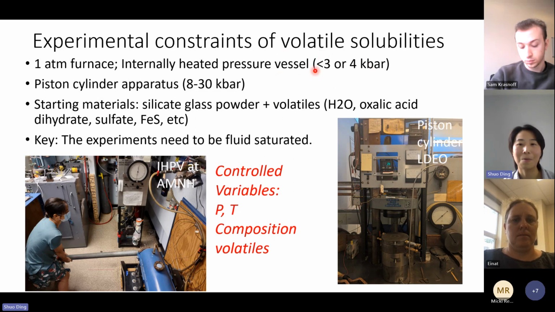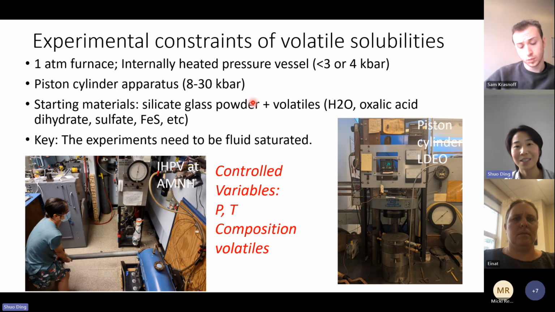If someone is interested in higher pressure, like the lower crust or upper mantle level, one can use a piston cylinder, which is shown here. This is a solid pressure medium apparatus. So using these different apparatus, we can go to different pressures as of interest. What we do is put some known starting material, like silicate glass, and then add volatiles to it. If you study only water, then you only add water.